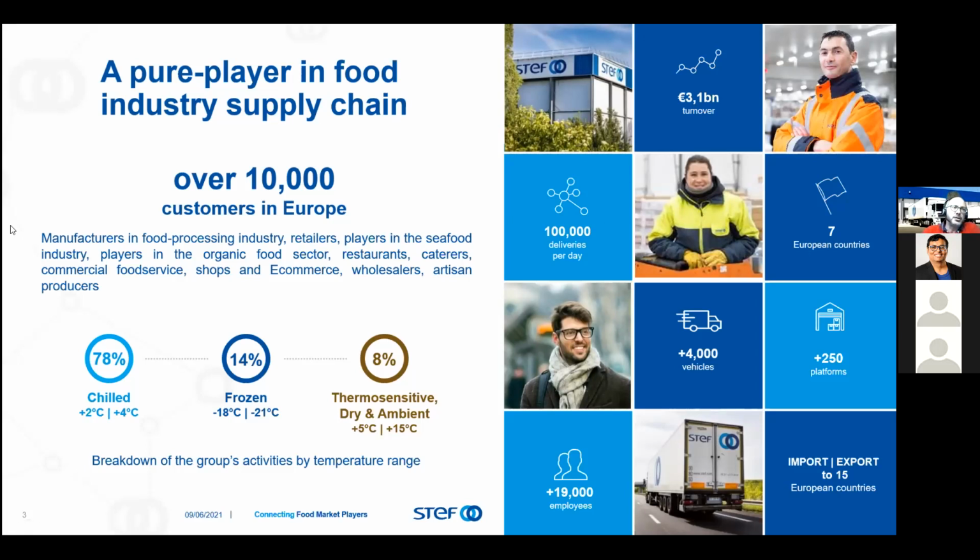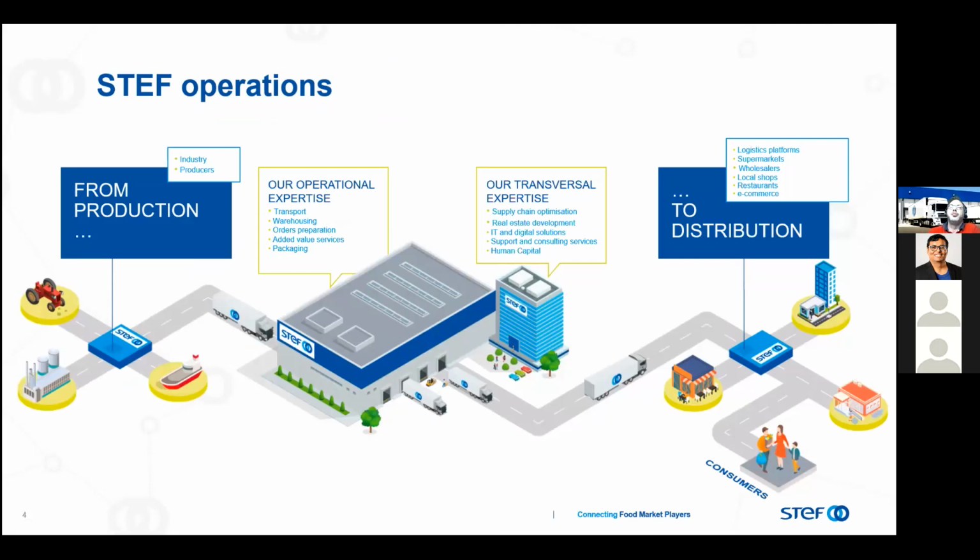Steph operation goes from production, collecting goods from industry and producers to our warehouses, where we can provide added value services such as storage, of course, but also order preparation, packaging, co-packing. We can also provide our customers supply chain optimization, control tower, and IT and digital solutions. And we go to the transport to the distribution places, such as supermarkets, wholesalers, restaurants.